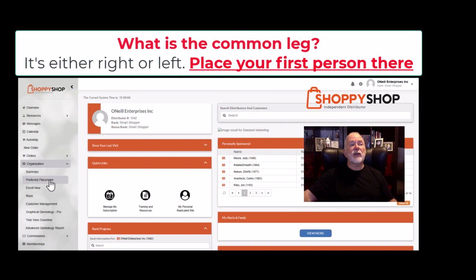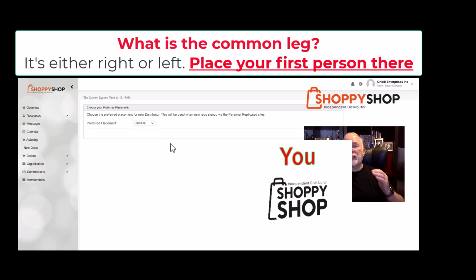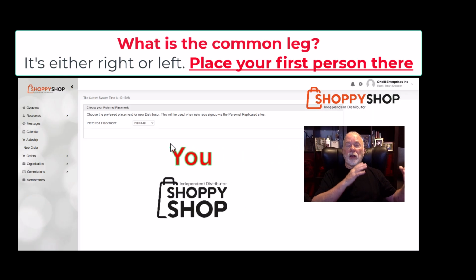What is the common leg? The common leg is the leg or structure into which your sponsor was brought by his sponsor. Generally speaking, it'll either be left or right. It's very, very simple. Now, as a new member of Shoppy Shop, you have a task.